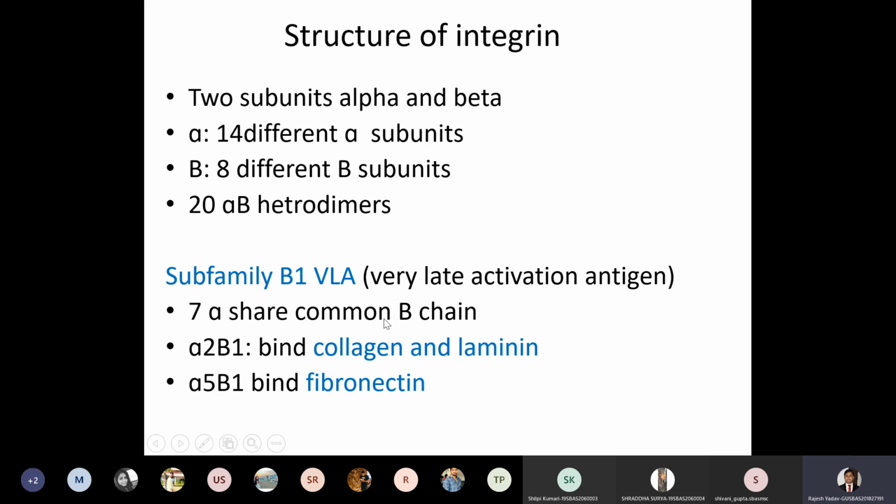Out of the 7 alpha units, one is of the type alpha 2 beta 1 and one is alpha 5 beta 1. Beta 1 is common here, and the alpha unit may be alpha 2 or alpha 5. Alpha 2 beta 1 integrin will bind collagen and laminin, that means these are the ligands of this integrin. Alpha 5 beta 1 integrin binds with fibronectin.